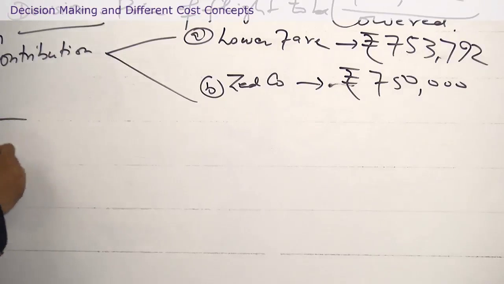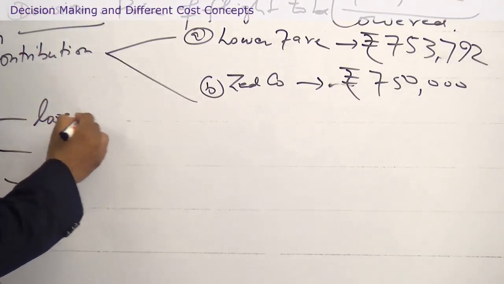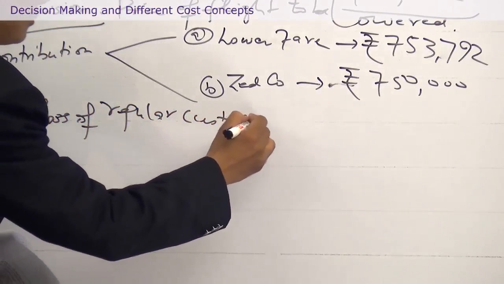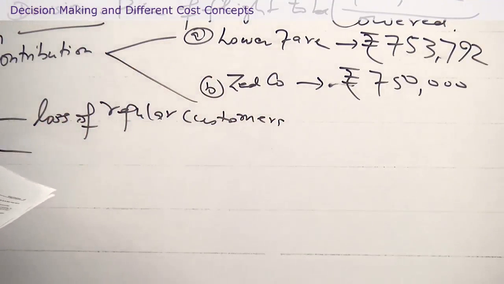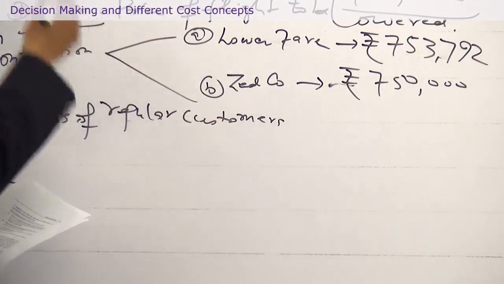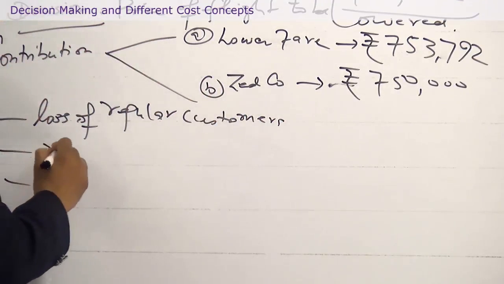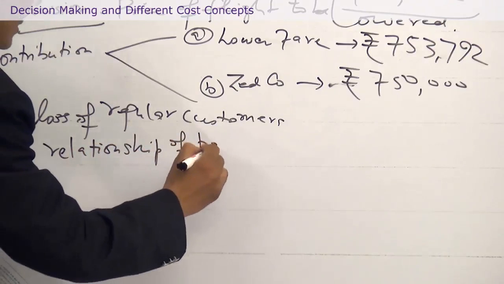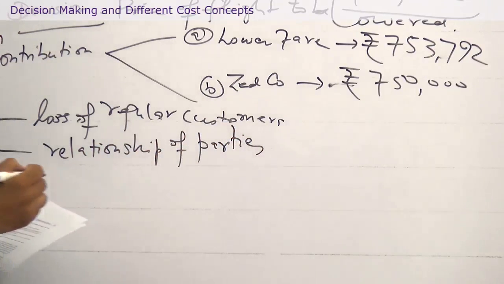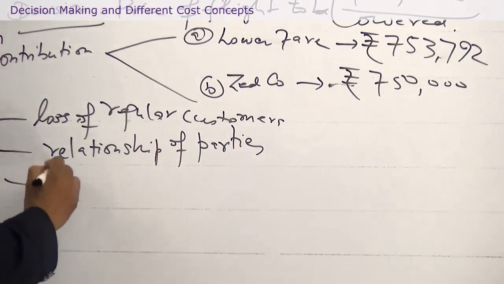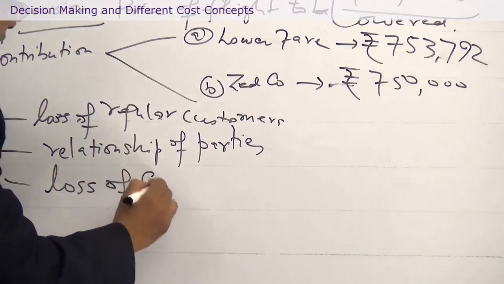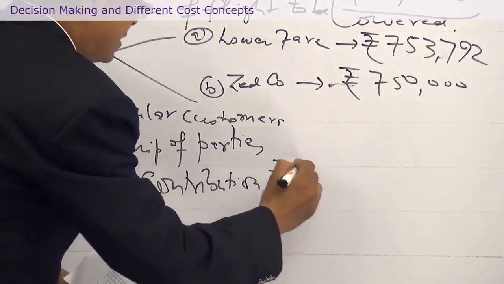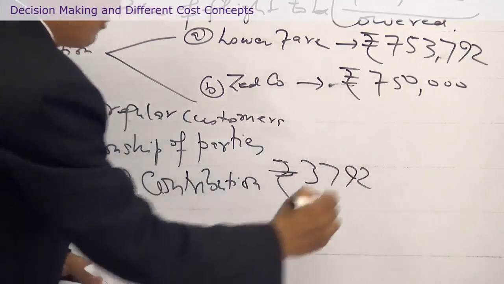So what we have told: the loss of regular customers needs to be seen, because they will go to some other flight arrangement. Next, the relationship of the parties, the airline and Z, has to be seen, and there is a loss of contribution of rupees 3792 per flight.